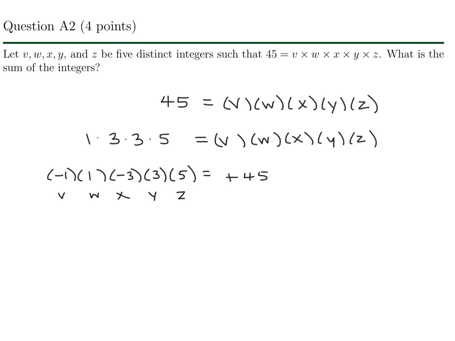And what do they want? They want the sum. So basically, v plus w plus x plus y plus z. And in our case, it's going to be negative 1 plus 1 minus 3 plus 5. And that looks like 5.